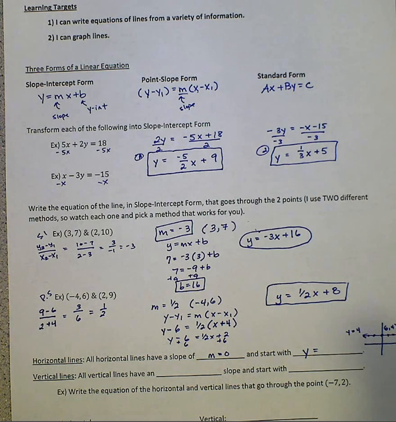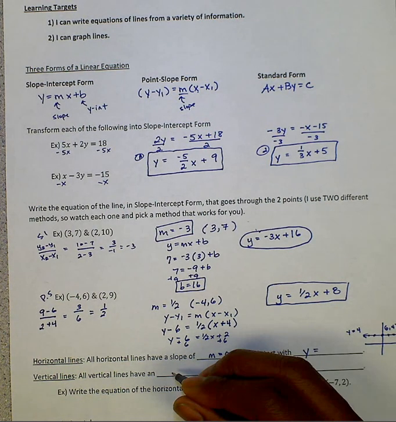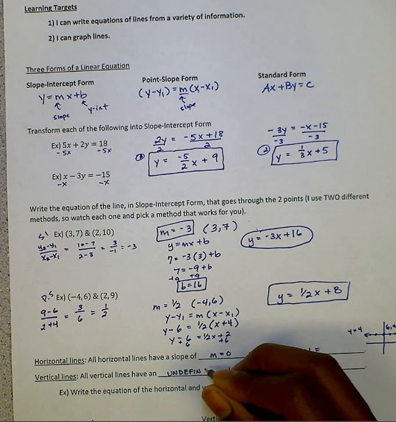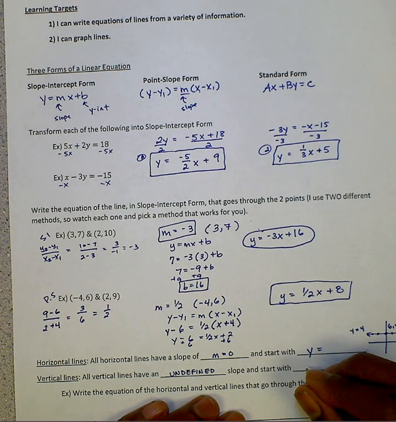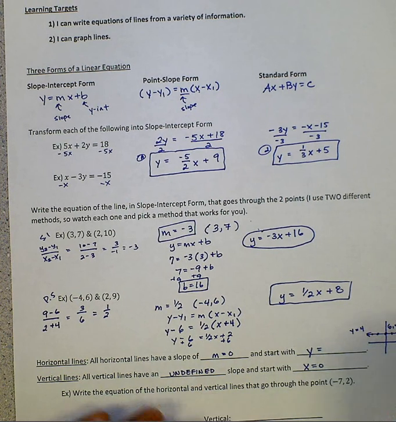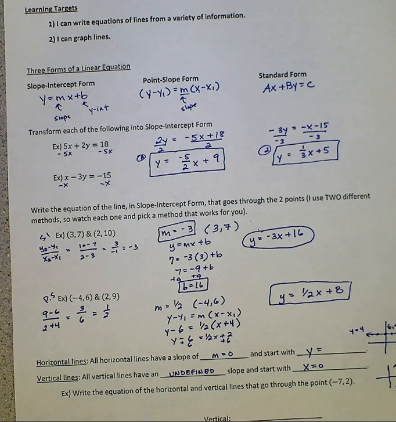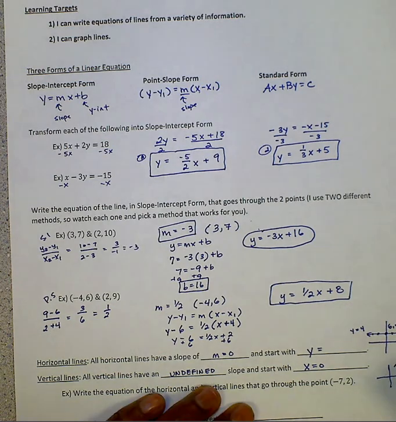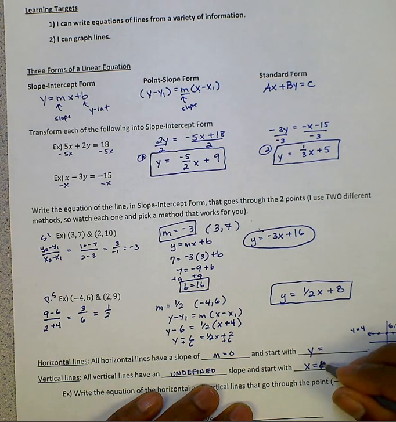Okay, vertical lines have an undefined slope. And I always start with x equals. Their slope will be undefined because it's rise over run, and the run is 0. Anytime 0 is in the denominator, it wouldn't work. And if we look at the point here, maybe we say that's 5, 0. Well, this would be 5, 3. This would be 5, negative 6 or something. But notice that the x is always the same. x equals.